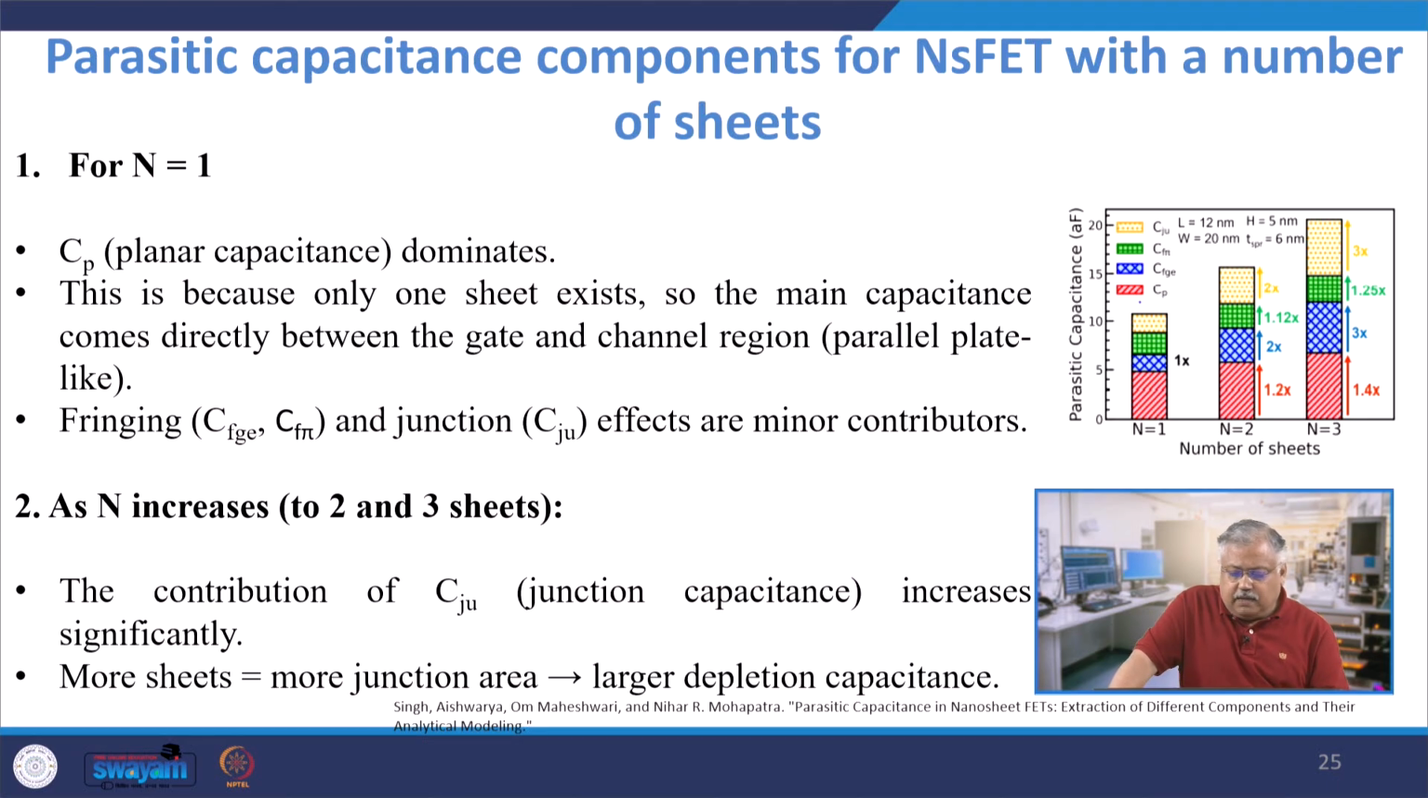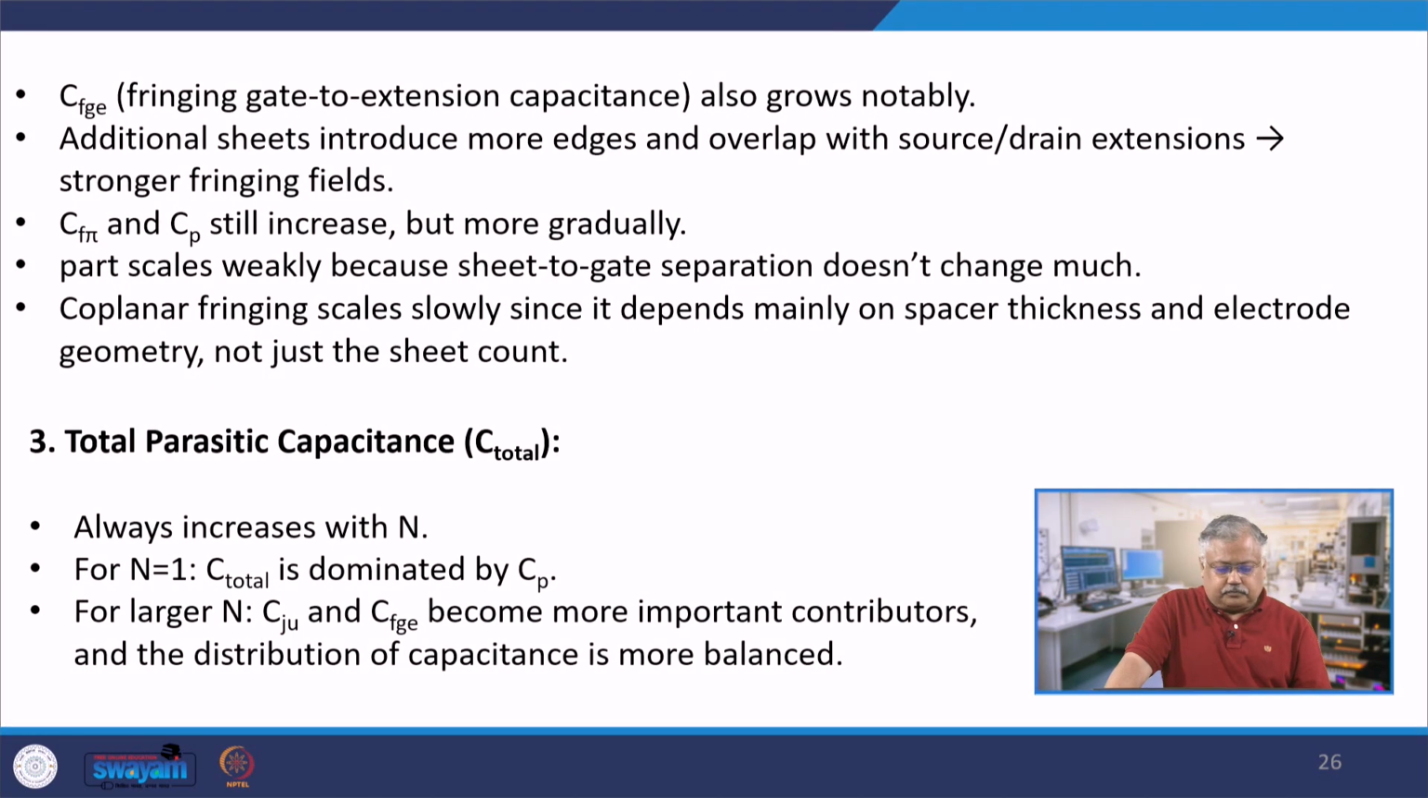This is for n number of sheets, and what the authors have done is increase the number of sheets from 1 to 3, and they are trying to find out the effective value of CJU, CF pi, CFGE, and CP, right? And what we have seen is that with increase in the value of n, there is no linear increase. There is a non-linear increase in the value of all the capacitances.